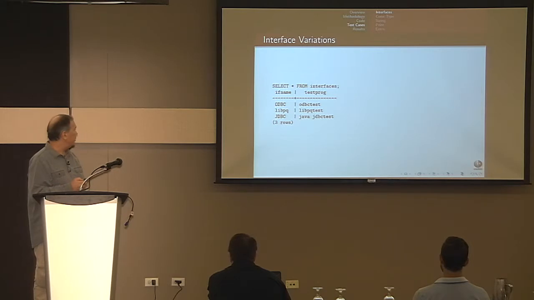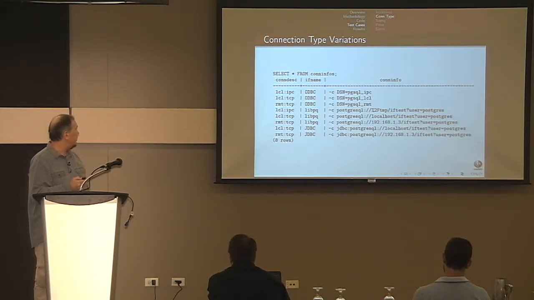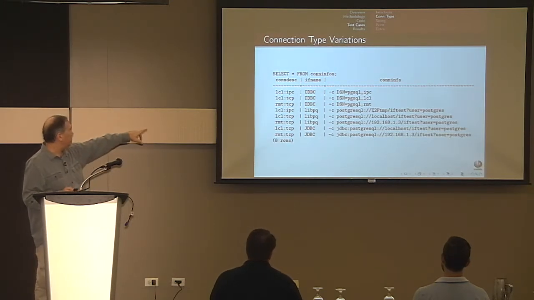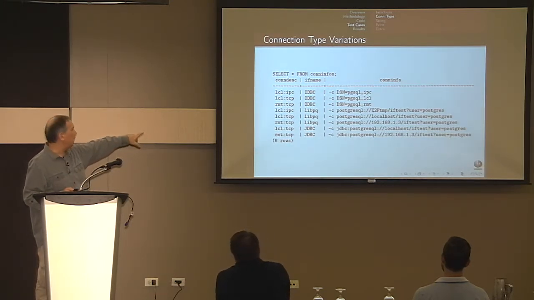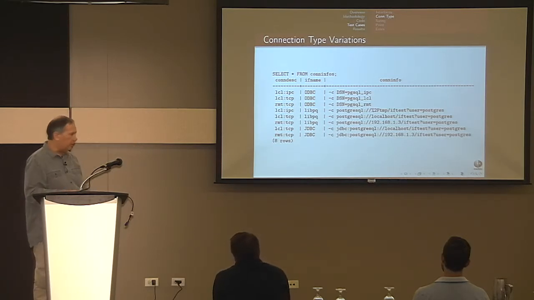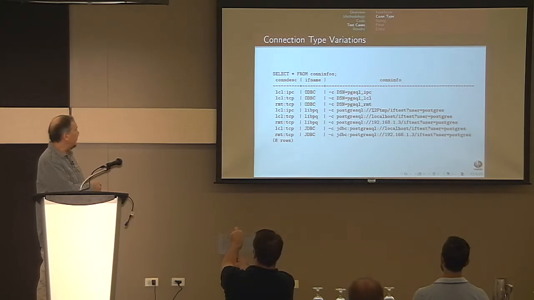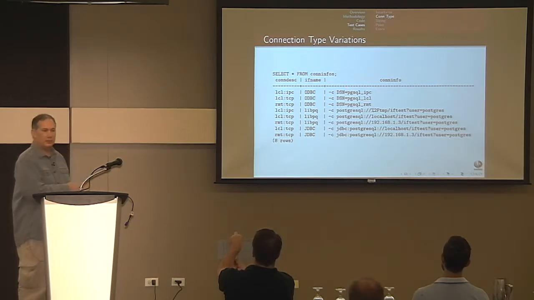The interface variations, ODBC, libpq, JDBC, are in this ConInfos table. Now that it's expanded out, you can see a little better that this ConInfo is in the form of the argument that I'll give to the client. So literally -c, DSN, PGSQL IPC is the command argument that'll be used for this test case, local IPC for ODBC.